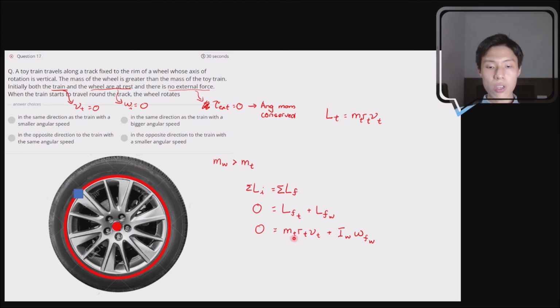Now we know that the mass and the distance are constant. You're not making the circle larger. You're not changing the toy train to become more massive. This is constant.